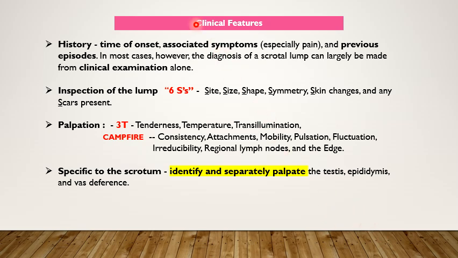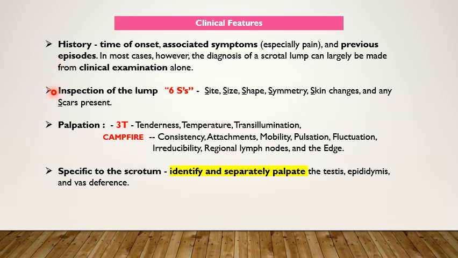Now, what are the clinical features of scrotal lumps? First of all, it's very important to get a good history: your time of onset, associated symptoms, especially the pain. Pain is one of the most important symptoms, and whether there's a past history of similar pains. In most cases, however, the diagnosis of a scrotal lump can largely be made from clinical examination alone.